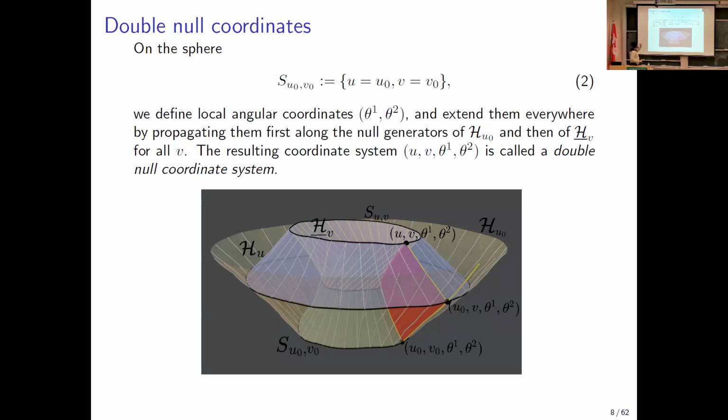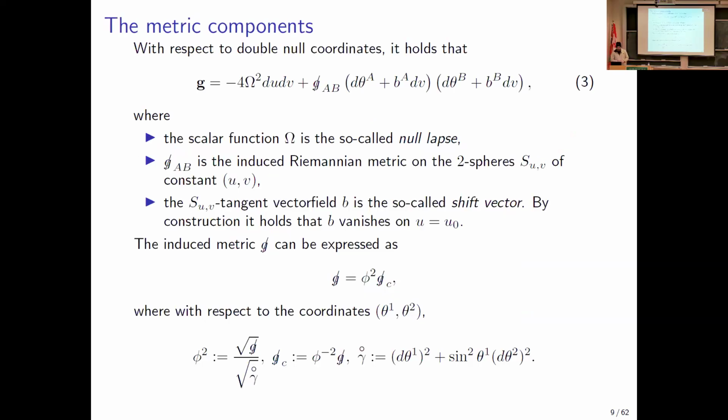Since we have a coordinate system for our space-time, we have coordinate vector fields. And using these coordinate vector fields, we can express the metric. And the metric in terms of these coordinates takes this form. It's much simpler than having an arbitrary coordinate system and writing your four-dimensional Lorentzian metric in terms of the arbitrary one.